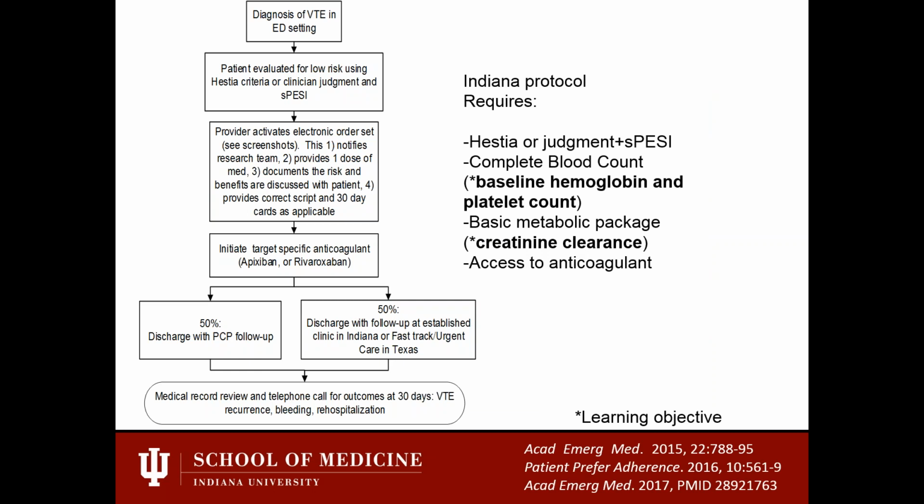The protocol that we use, called the Indiana protocol, again, requires low risk by Hestia or PESI. You do need a baseline CBC and creatinine clearance because those are needed for the drugs, and whoever follows up with the patient will really appreciate having a baseline hemoglobin and platelet count if there's some kind of complication. And then the patient just needs a prescription and access to the anticoagulant, which is easily done in just about every patient set, ranging from those that are below 300% of the poverty line, those with Medicaid, those with private insurance, and anyone with Medicare plus a supplement. Easy to get access to these new drugs, the apixaban and rivaroxaban. And then they just need a place to follow up, and they're good to go.